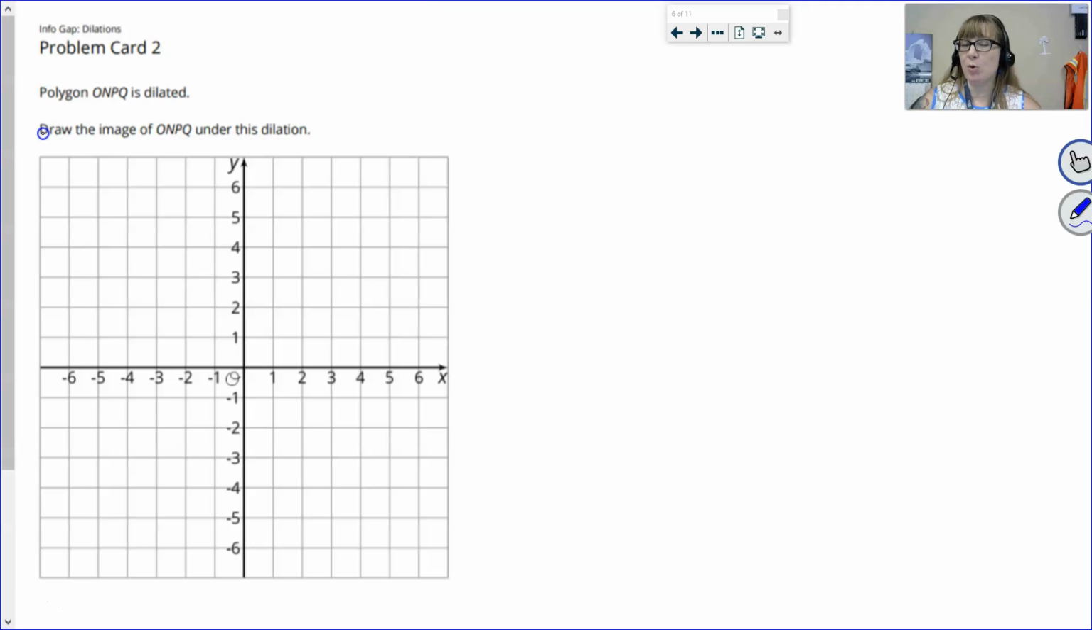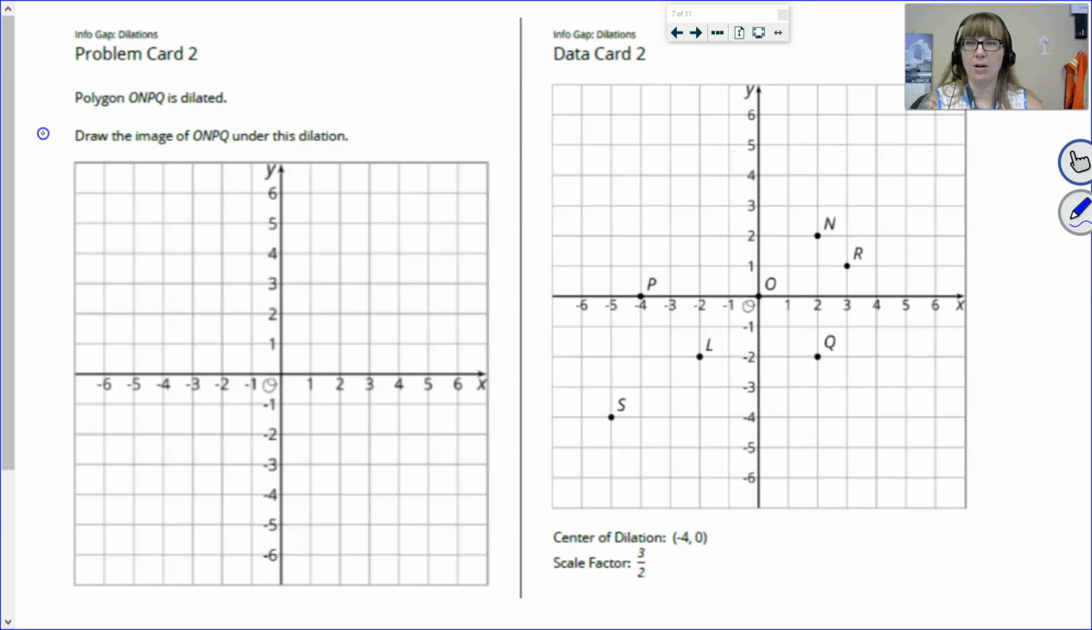Pause the video if you need more time to make your list. Now that you have the list of all the information, let's look for that information. I'm going to move to a new screen where you are going to see the data card along with the problem card. So here's the problem card, the problem you're supposed to be solving. Here's the data card where all of that information is. You need to now look for that information. Pause the video to complete this problem and then come back to see the answer.